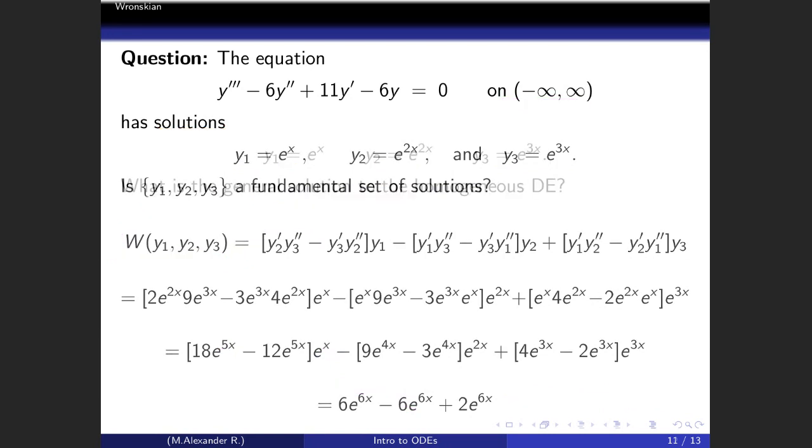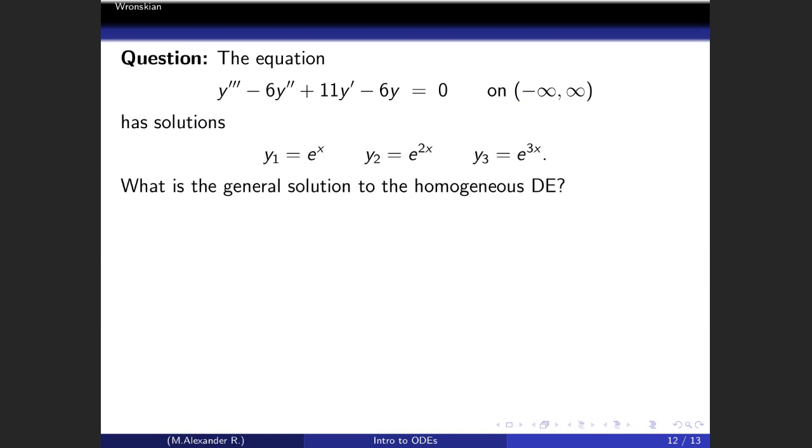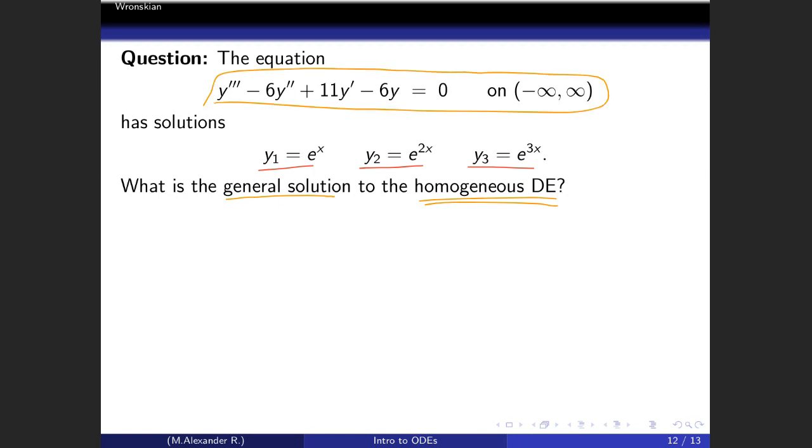All right, so now let's go to the next slide. Now I'm just repeating the terminology to emphasize it. We just finished the problem saying that y1, y2, y3 is a fundamental set of solutions, as we said in the previous slide. Now this question is asking us, what is the general solution to the homogeneous differential equation? The general solution is going to be the linear combination of those three functions: c1 y1 plus c2 y2 plus c3 y3.